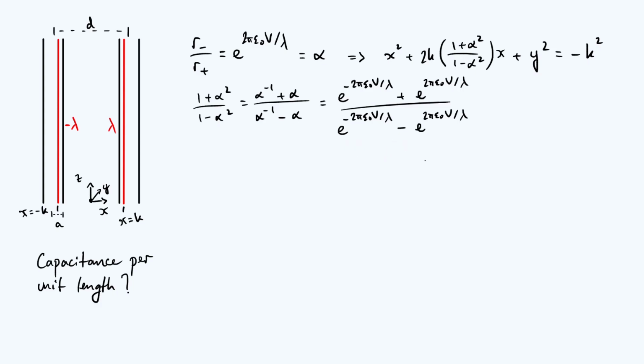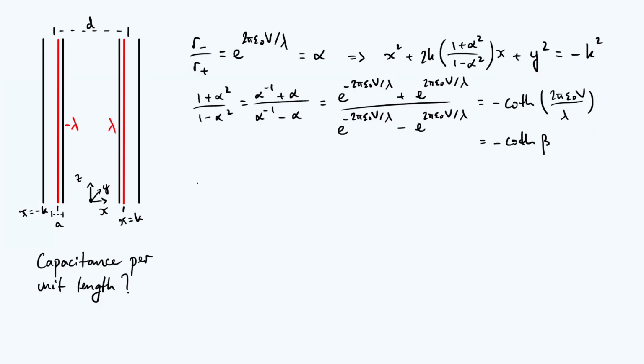If you divide hyperbolic cos by hyperbolic sine, you get hyperbolic cotangent, right? Because it's like 1 over hyperbolic tangent. And so this all simplifies to minus hyperbolic cotangent of 2 pi epsilon naught v over lambda. And I'm going to introduce another parameter for convenience here. I'm going to say this is just equal to minus hyperbolic cotangent of beta, where beta is just this whole parameter in the argument there.